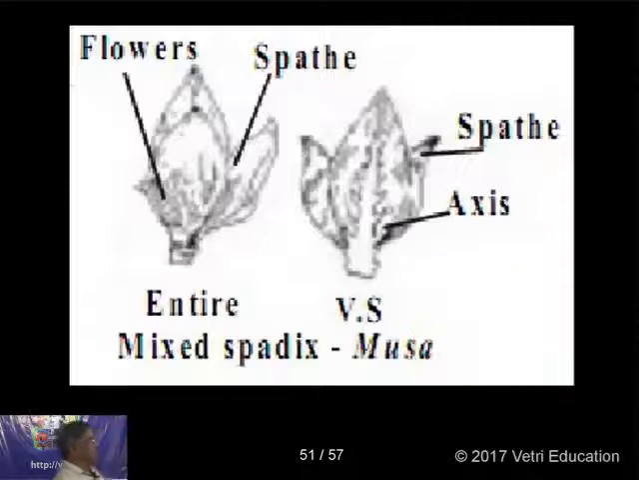So, here you can find this is the spathe. Each one is a spathe and we have a central axis, and having a number of spathes, inside you can have a number of flowers. So, it is a mixed spadix.